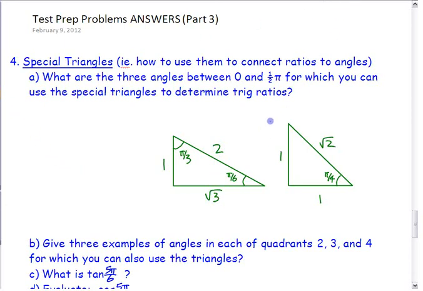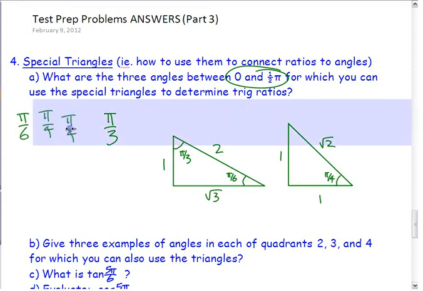So the three angles between 0 and pi over 2, for which you can use these special triangles, are these three angles, right? Pi over 4, pi over 6, pi over 3. And if you want them in order, I could rearrange them here. That one's the smallest one. Pi over 3 is the biggest one. Okay?